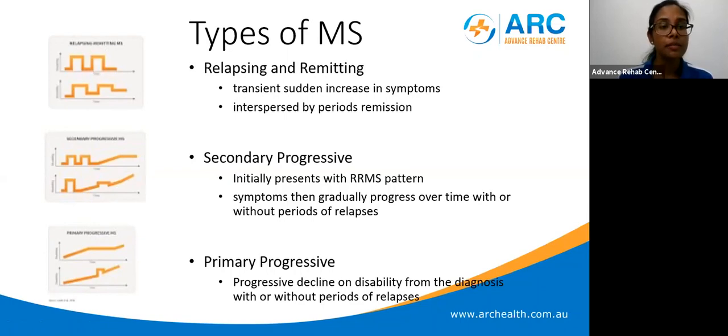So in some people, this can completely resolve, so your function can return to baseline levels. But in some people, this only recovers partially, so you can get some lingering symptoms. And over a period of time, these can recur again. And again, if you only get partial resolution, you can get this stacking up of these symptoms. This usually happens due to the inflammatory processes of MS that cause the demyelination.